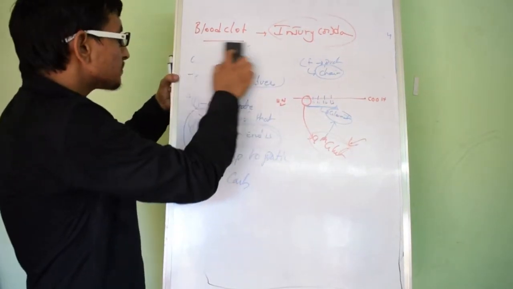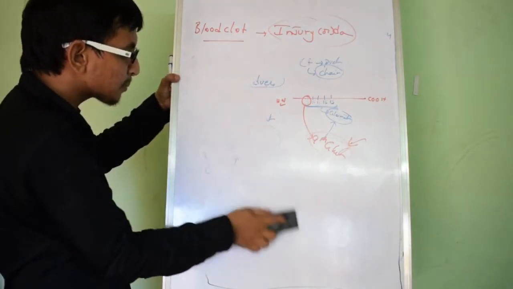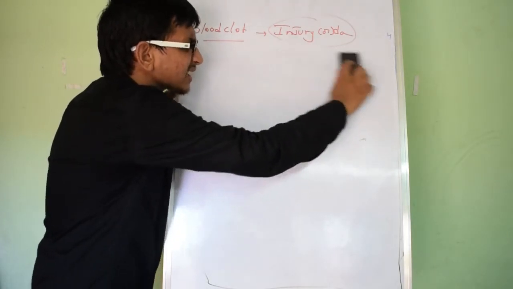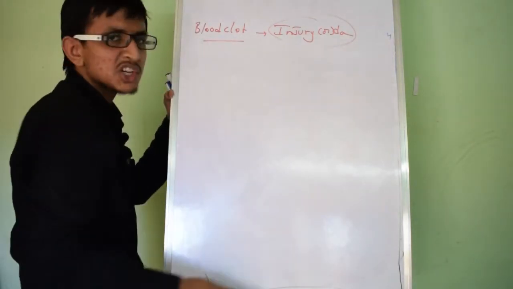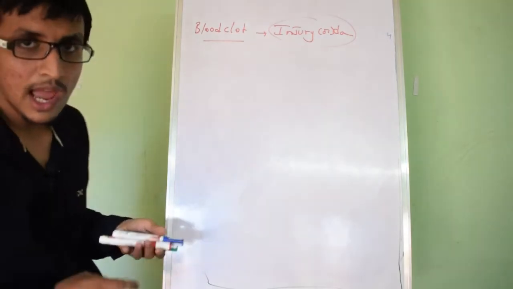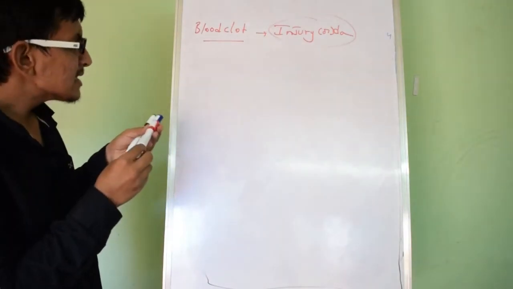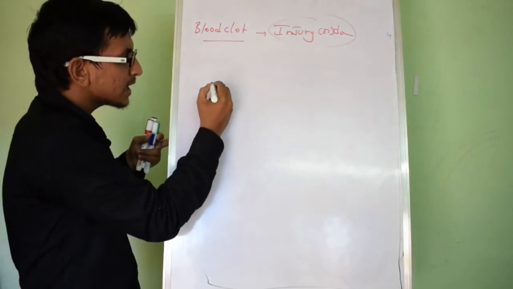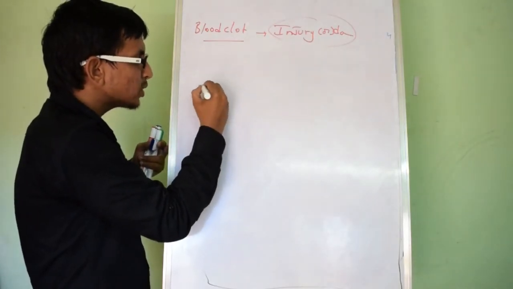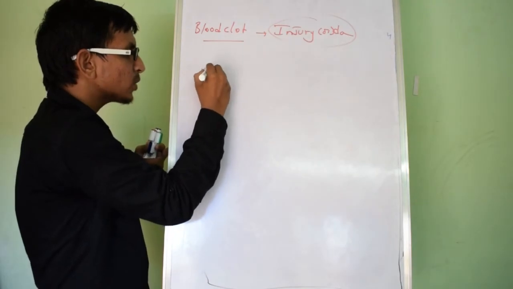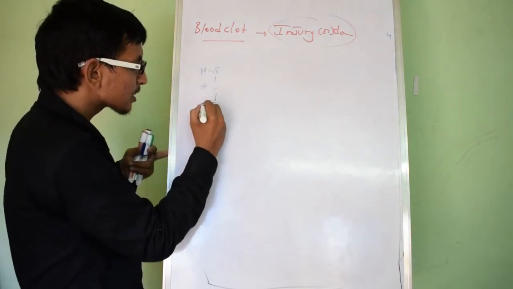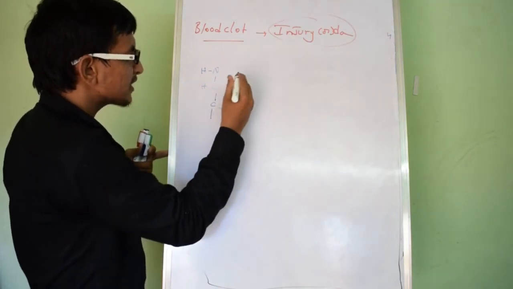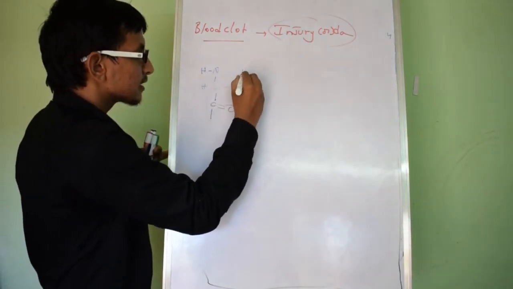Let's do that. I feel it's a very lengthy process, but I want all my viewers to understand the mechanism of action of warfarin. Yes, I'm doing that. Let's separate this 9th one. Here we have the 9th glutamic acid residue. As you all know, as it is an amino acid, it has an amino end, and it has a carboxyl end.